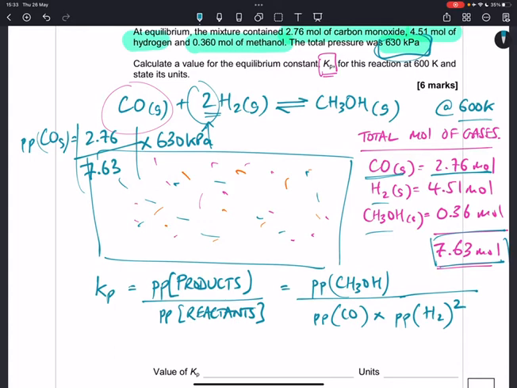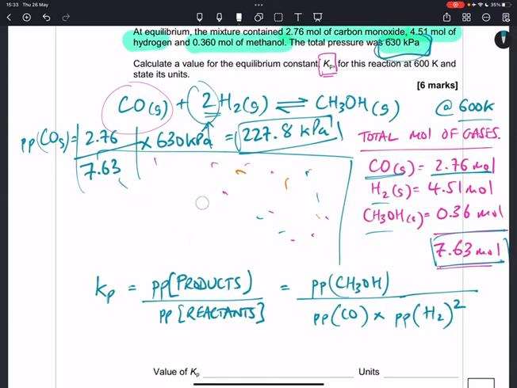2.76 times 630 divided by 7.63 equals 227.8 kilopascals. I'm going to rub this bit out now, so we've got a bit more space. Change colour.